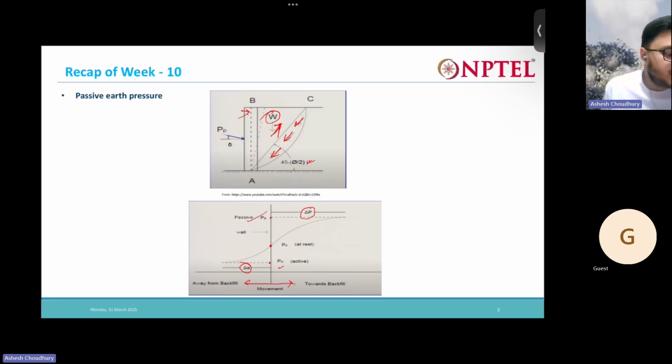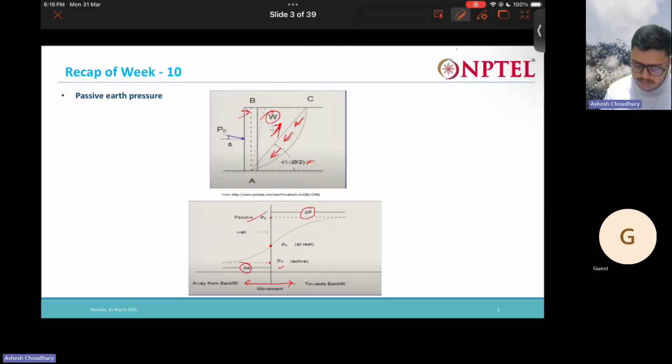And you might be thinking, when do you actually have the passive condition? When does the retaining wall actually move towards the backfill? You might be wondering about it. So say you have a retaining wall like this. Okay. And you have a backfill soil here. And this is the ground level.